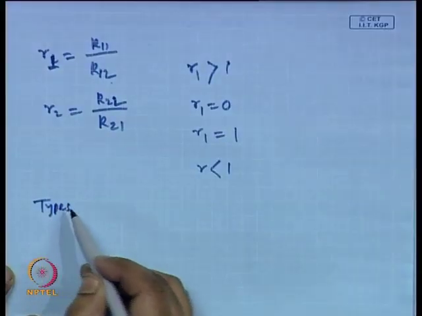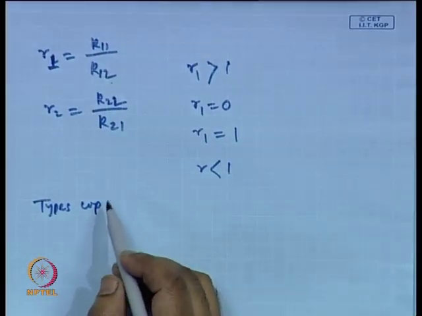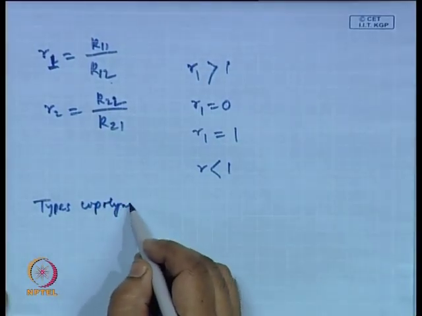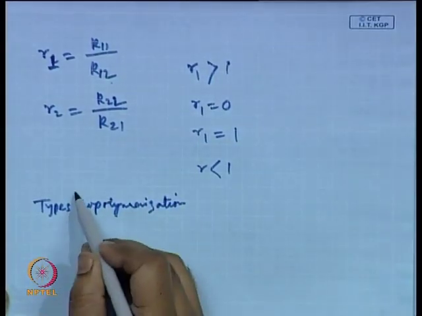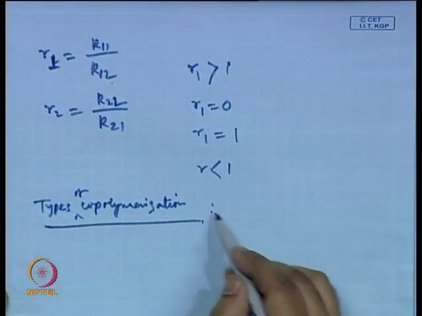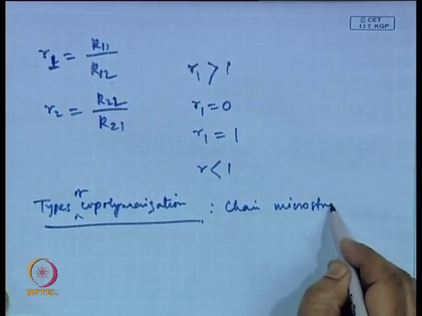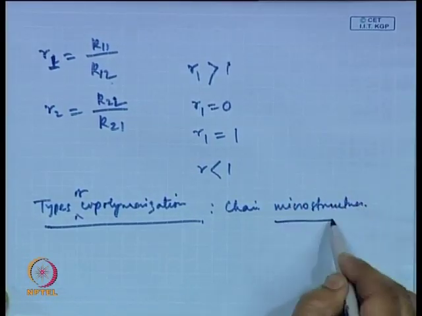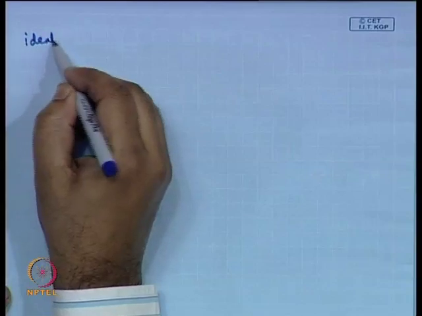Now, let us talk about different types of copolymerization and corresponding chain microstructures. Now, let us talk about the first case, where we talk about ideal copolymerization.